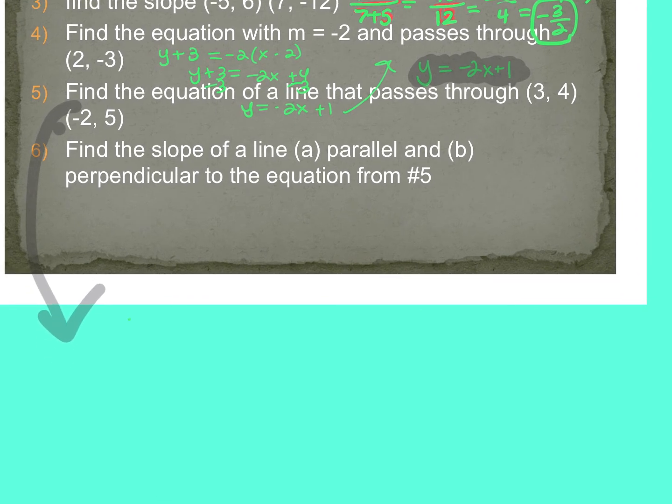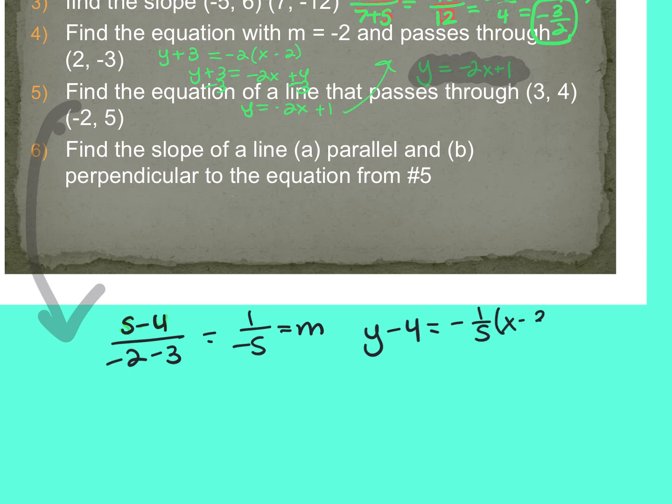All right, number 5, find the equation that passes through (3, 4) and (-2, 5). So first I have to find the slope: 5 minus 4 over -2 minus 3, and I get 1 over -5. So there's my slope, and then I can pick either point. I'm going to pick the first point because it doesn't have any negatives, because that's where silly mistakes get made. y minus 4 equals -1/5 times x minus 3.